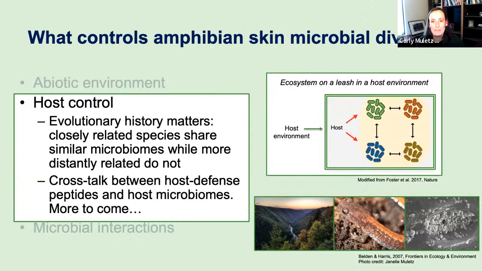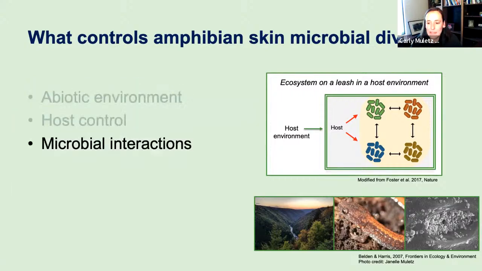Okay, so what controls amphibian skin microbial diversity from a host control perspective, to wrap this section up? So evolutionary history matters. It seems that closely related species share more similar microbiomes, while more distantly related do not. But there's still this important caveat of considering the environment. And what may be one of the reasons that host species matter is what are these peptides that they are producing. And so we have some preliminary evidence that there's crosstalk between the host defense peptides and the host microbiome. And I'm excited to share more with you in future years.